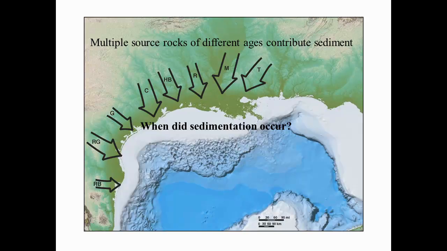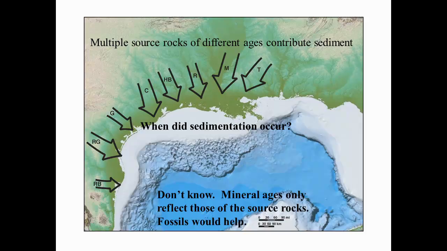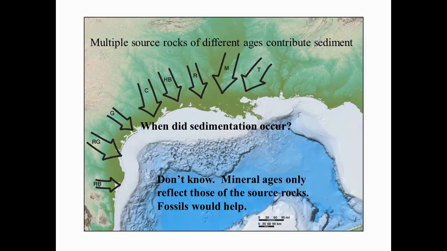Here, for an example, we see sedimentation within the Gulf of Mexico basin. And notice that the sediments are coming in from multiple source rocks located in vastly different areas. So the question becomes, when did sedimentation occur? How do we answer that? We don't know because the mineral ages only reflect those of the source rocks.